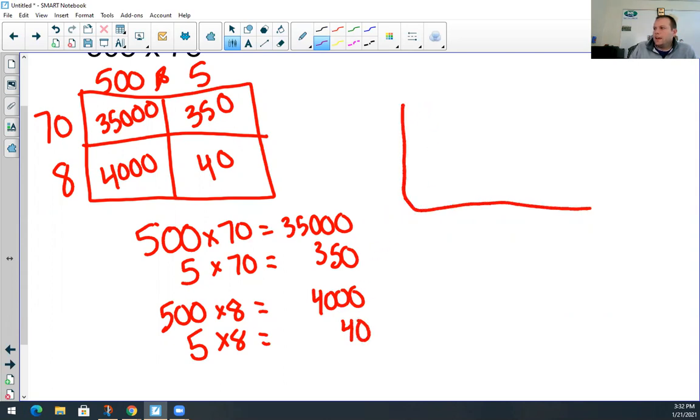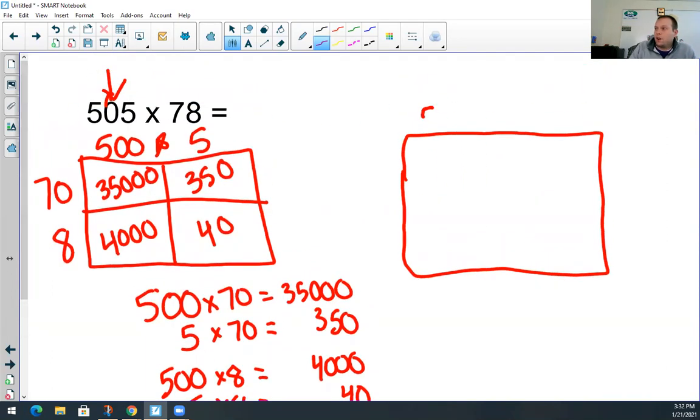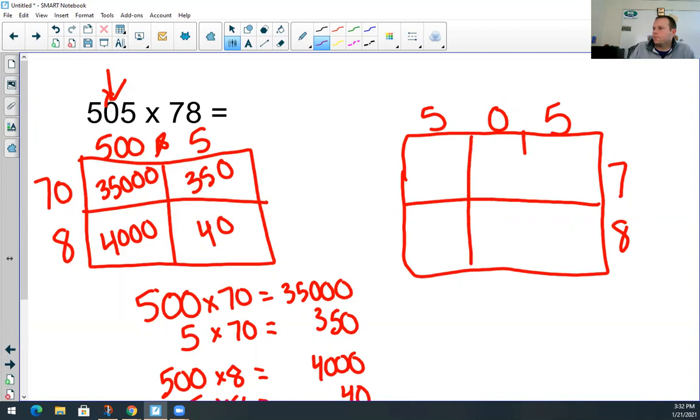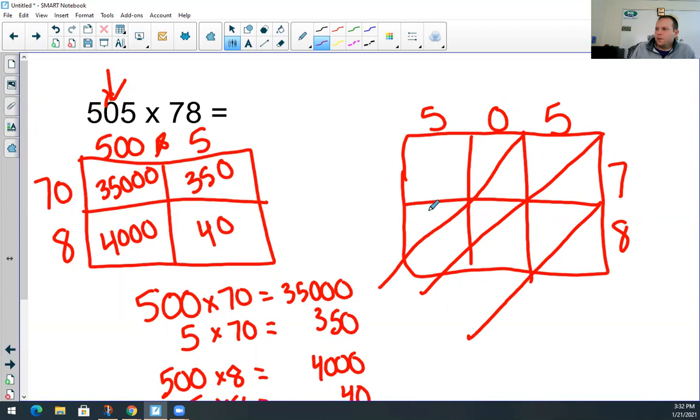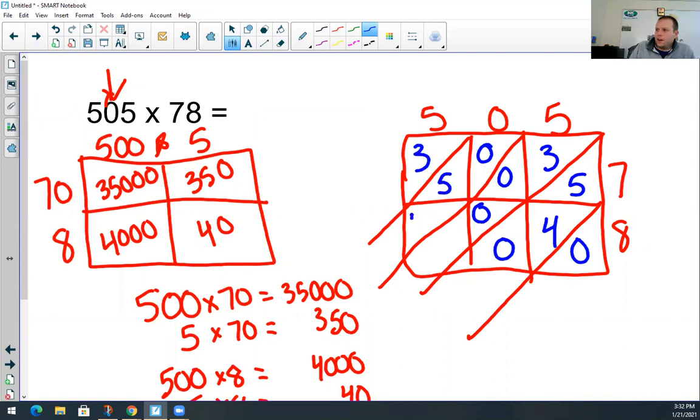Now if we're doing lattice, however, there's no way around it. You would have all of the digits. 7 and 8. Corner, corner through, corner, corner, corner, corner through. That one isn't beautiful, but I'll make it work. So my first set, 5 times 7 is 35. 5 times 8 is 40. These are all zeros because we're multiplying 7 times 0, 8 times 0. And then again, I have a 35 and a 40.